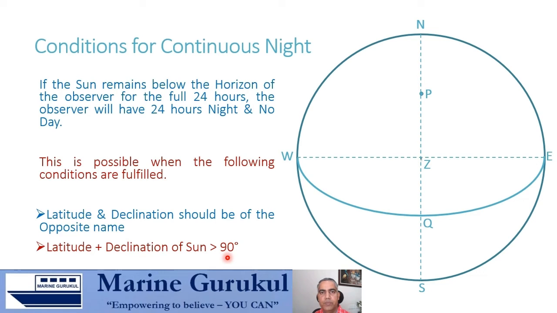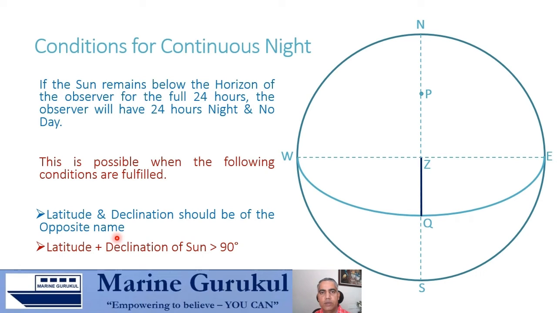So these are very similar to the circumpolar conditions. Only difference being, in circumpolar the latitude and declination should be of the same name, and in a 24 hours night scenario or continuous night scenario, the latitude and declination should be of the opposite names.